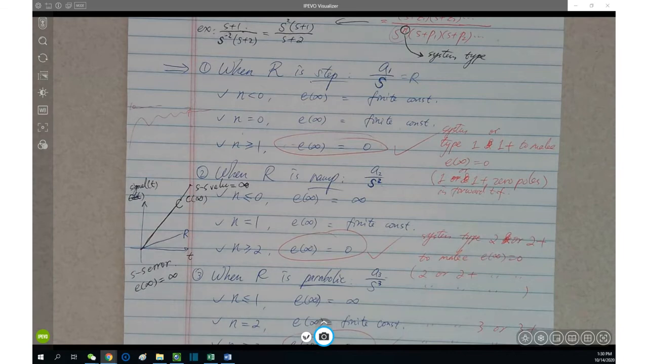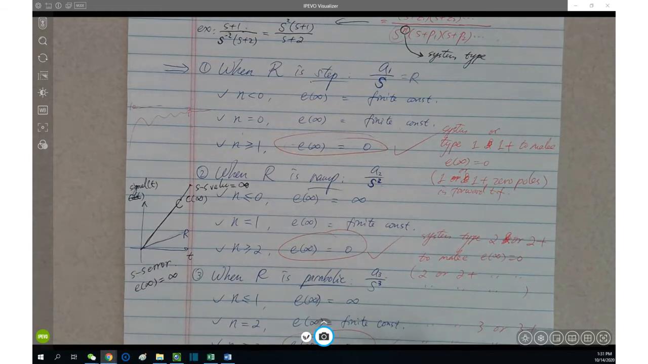Exactly right. Okay. Is everyone following? I think this is a very interesting discussion. It clarifies, for this kind of input ramp, what the infinity steady state error looks like, what the finite constant steady state error output looks like, and what the zero steady state error output looks like. And John just summarized them very well.